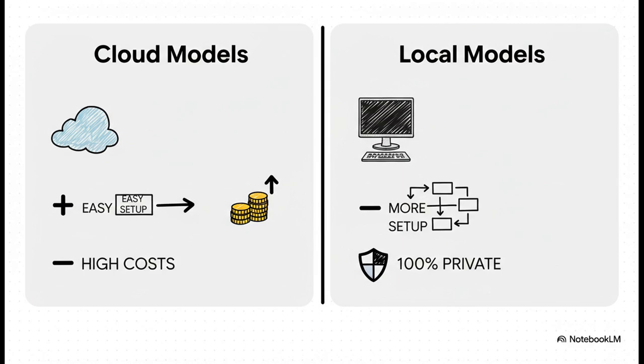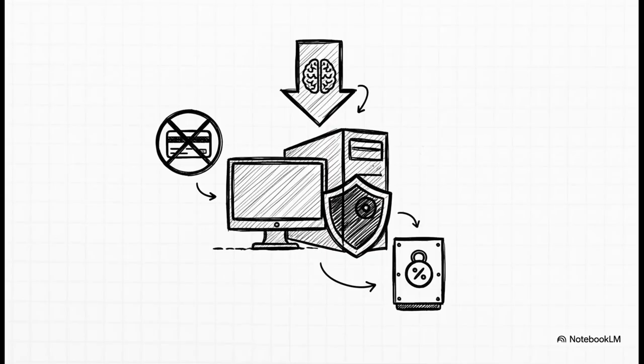On the other hand, you have local models. They're totally free to run and 100% private, but they do take more technical know-how and a beefy computer. The best way to go local right now is with a tool called Ollama. It lets you download and run these massive AI models directly on your own machine. That means zero ongoing API bills and total, complete data privacy.